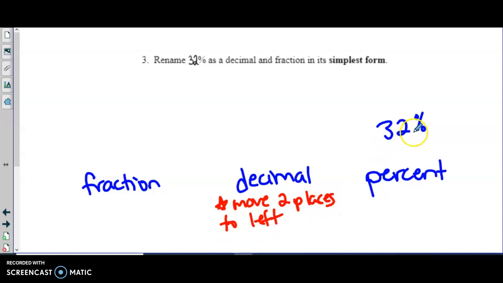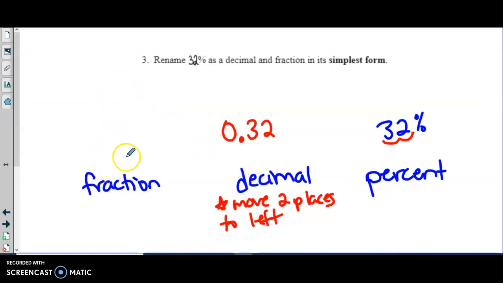So I would start back here. Since I don't see a decimal, it's hidden in the back. And I would move it 2 times, and that would be 0.32. So that's what it is as a decimal. And again, you can put 0 in front if you want, but you don't have to. It's understood to be there.